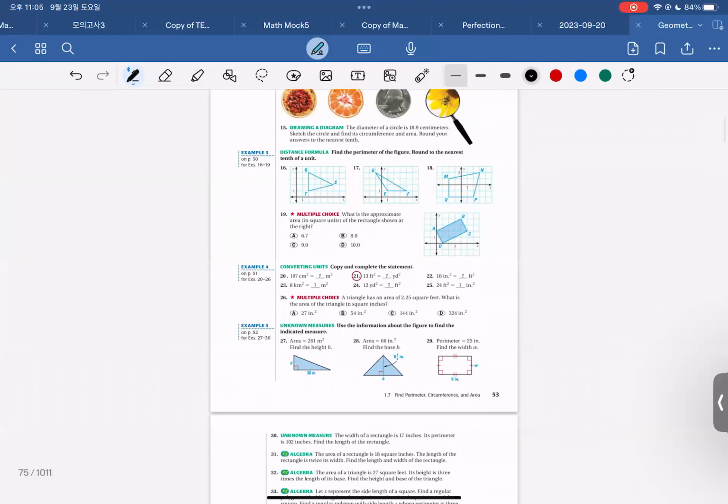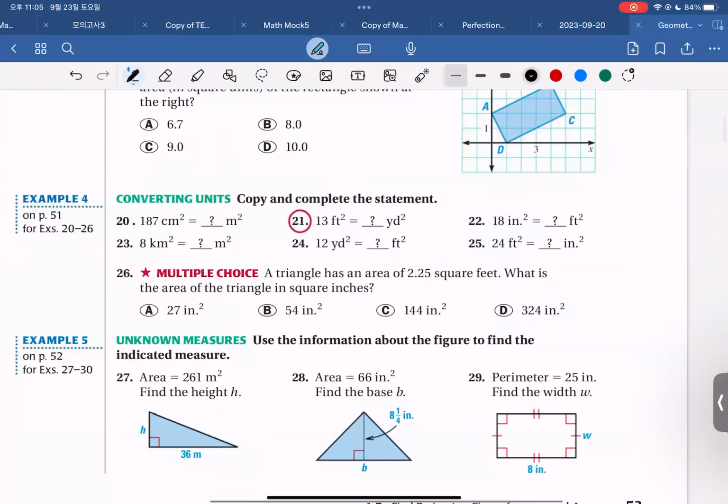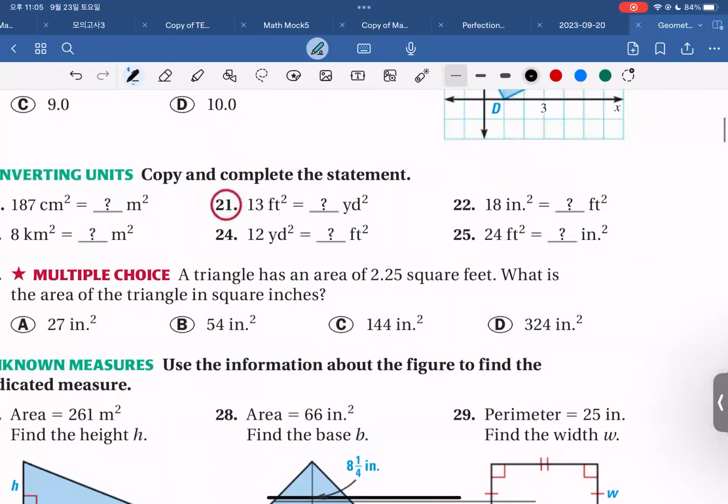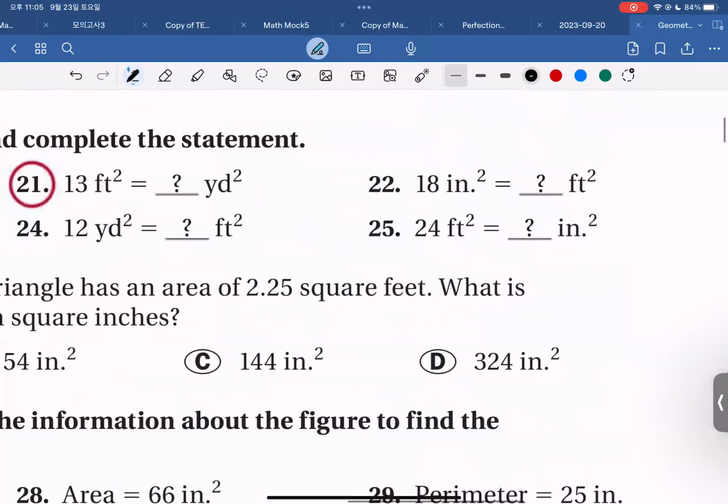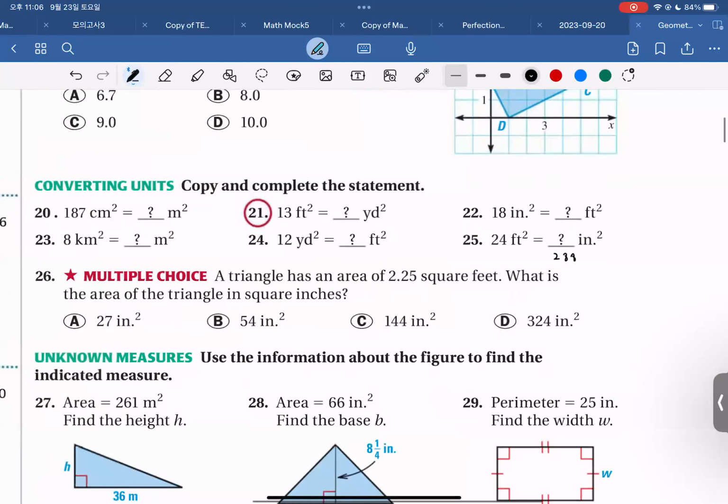I think converting units, if you just know the conversion for units, like for example, 12 inches in a foot, this would be doable. So let's look at here. You're trying to find 24 feet squared into inches, then that would just be 24 times 12. So if you do the calculation, you would get 288 as your answer for 25, for example.